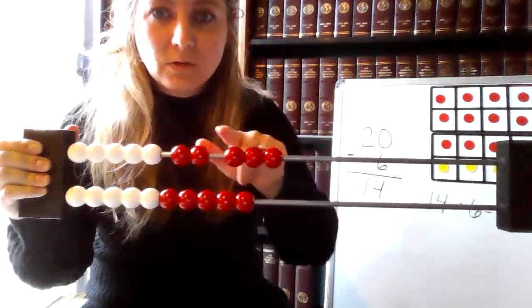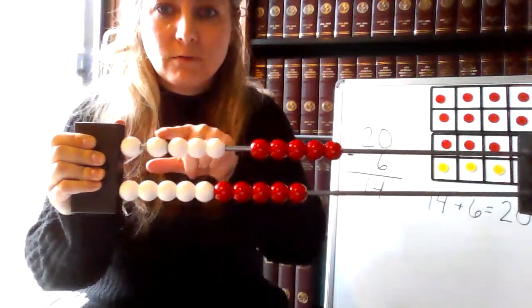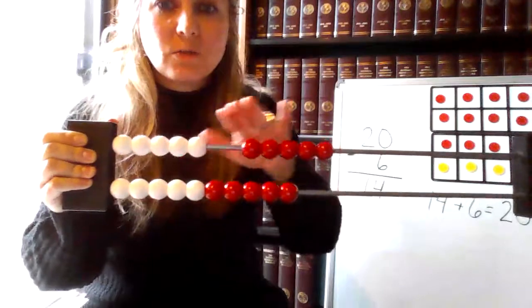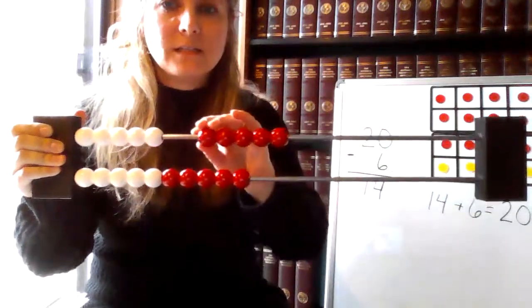1, 2, 3, 4, 5. How many whites do I have on the top? 1, 2, 3, 4, 5. So each one of these represents 5. Okay? And I'm just going to move them back and forth just like we do in class.